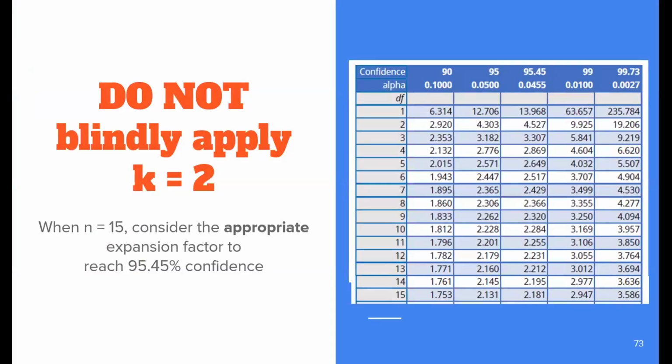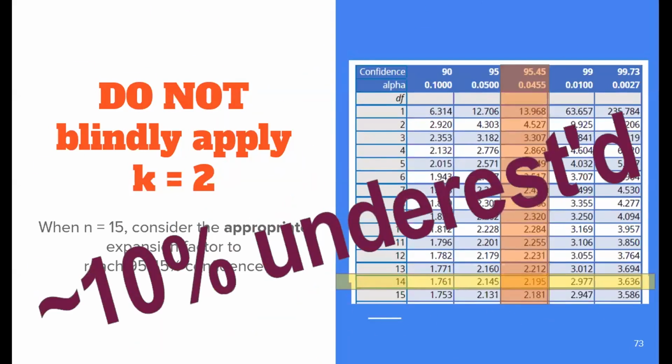And you can see this in the student t table lookup. If you have a small sample size of about 15, and you're looking for a 95.45 confidence, the actual expansion factor, when you have 14 degrees of freedom, right, that 15 minus 1 is 14, you actually have something of about 2.195. That's 2.2-ish, right? And that is a pretty big difference from your k of 2, right? Do not blindly apply k of 2. And be aware that if you have a small sample size, you might be underestimating your measurement uncertainty by using the wrong expansion factor, right?